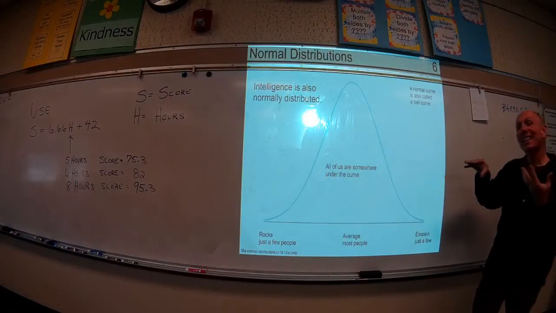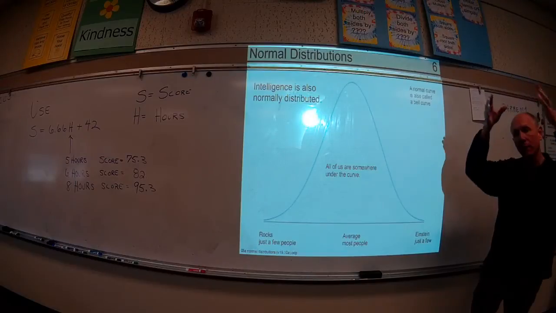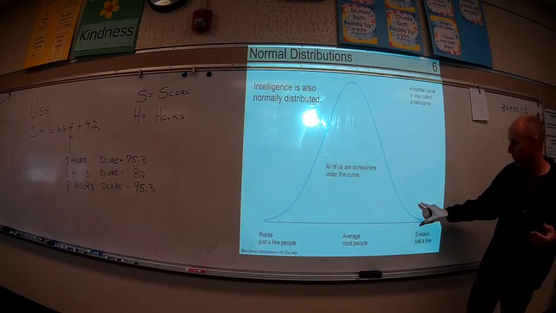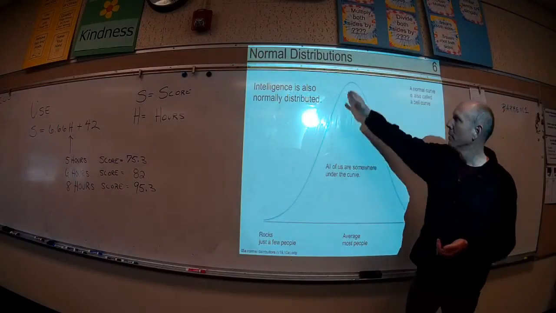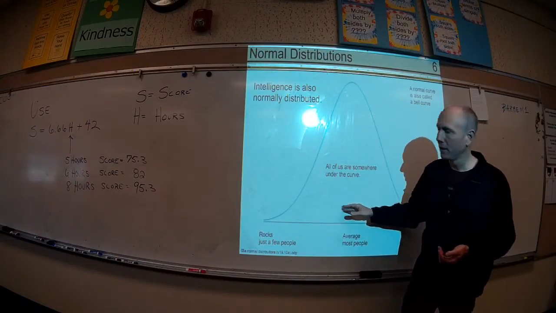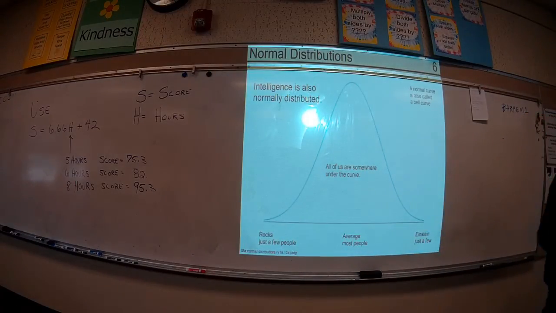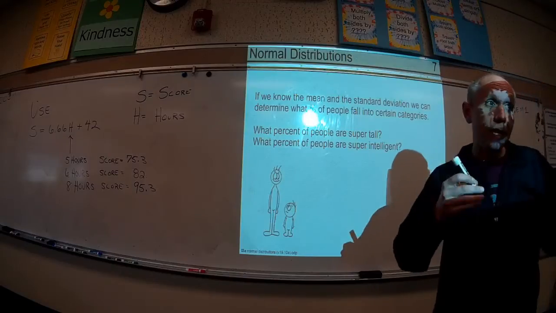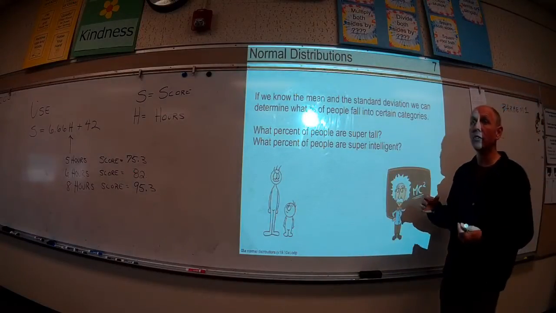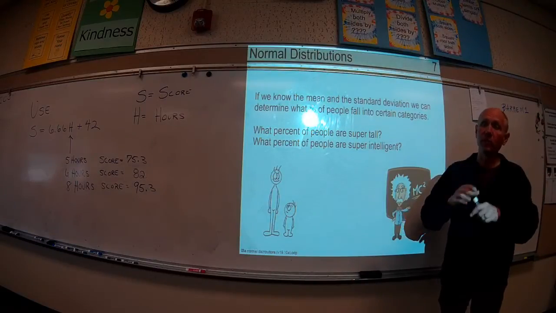Now, this is not everything in life. This is a very few things that are normally distributed, where you've got a few at either end. Grades on tests sometimes do this. Most people are just kind of getting an okay grade, some are bombing a test, some are doing really well. But it's not for everything. But if it is a normal distribution, whatever we're talking about, we can use that to determine what percentage of people are within a specific range.